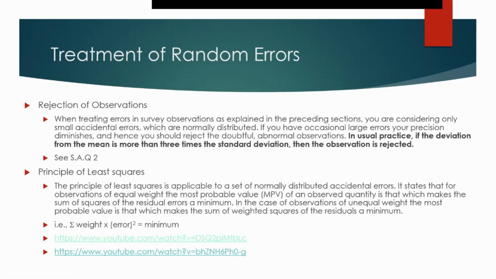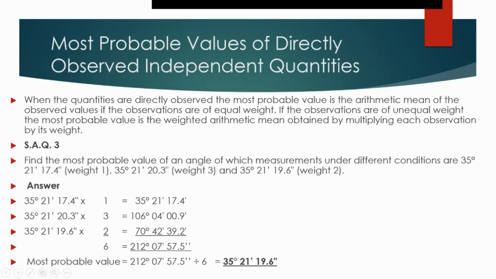You can see it here. It is called the most probable value. This thing is explained in your book. This most probable value is the value where the error becomes minimum, right? Most probable value. You can watch the other video leisurely.